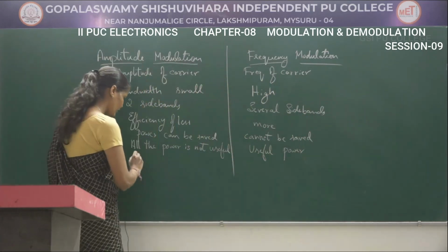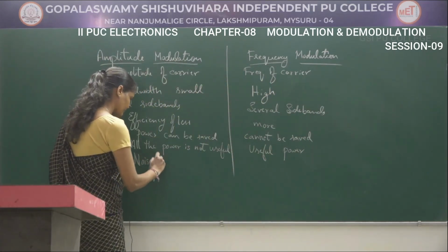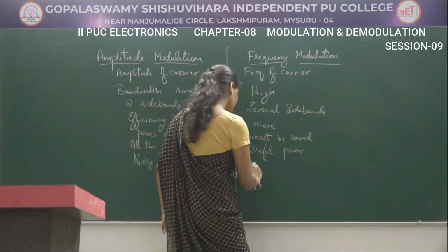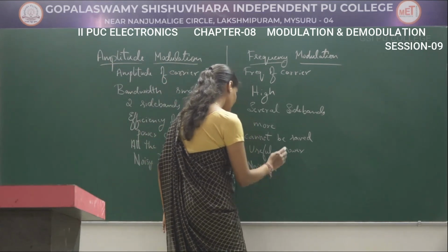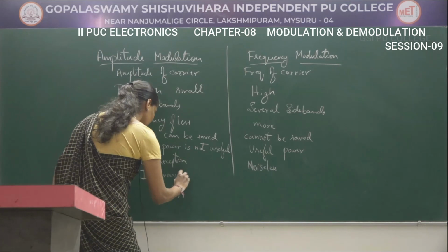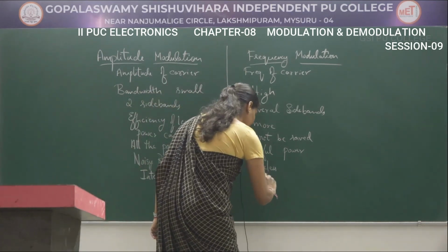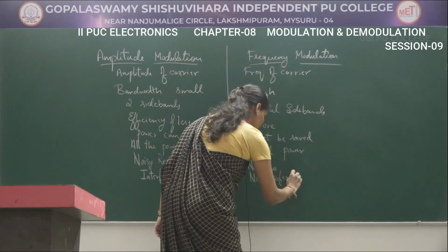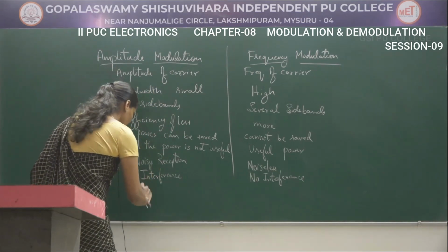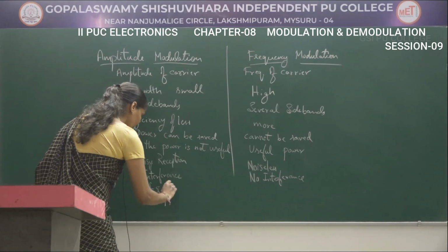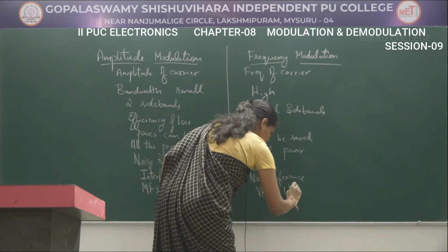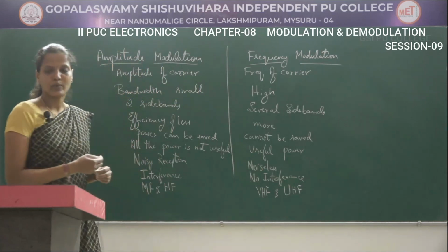Amplitude modulation has noisy reception, that is, the reception of the signal is noisy, whereas here it is noiseless reception. And here we are going to see interference of the signals, whereas here no interference. The frequencies handled in amplitude modulation are medium frequency and high frequency, whereas here very high frequency and ultra high frequency signals are handled in frequency modulation.